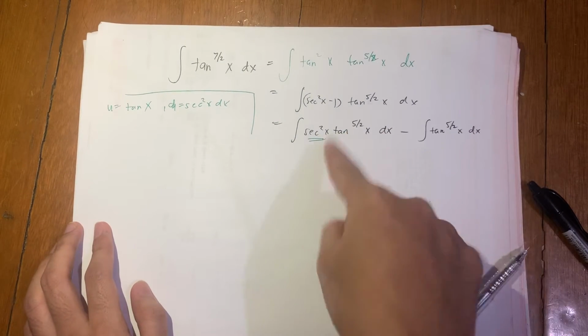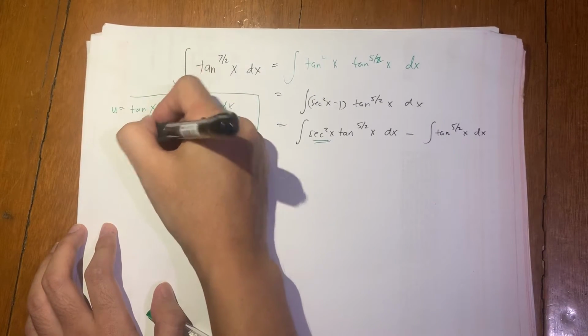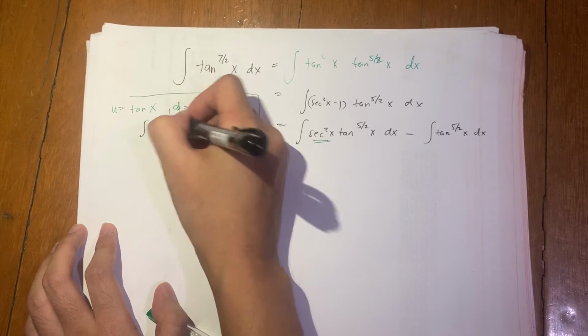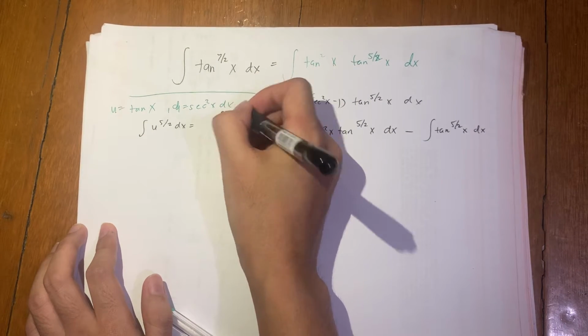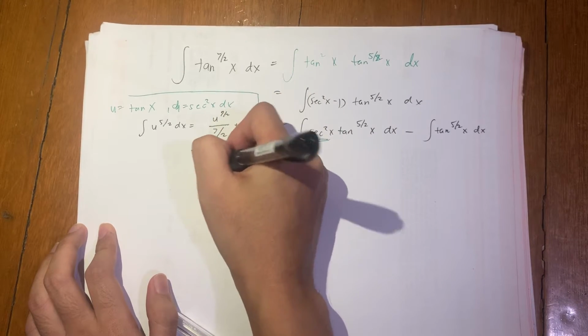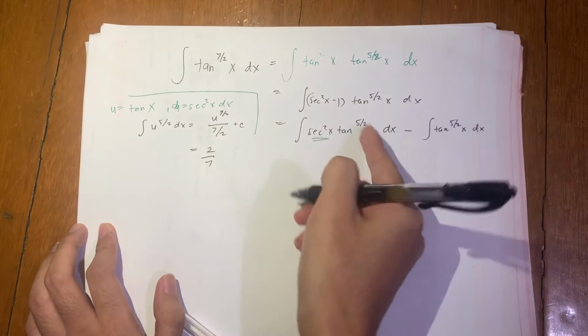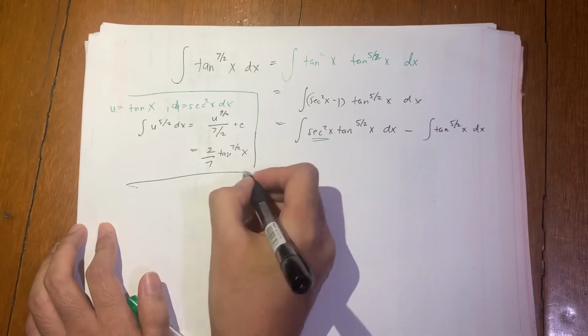So if we let u is equal to tangent x, we get the integral of u to the 5 halves du, which we know to be equal to u to the 7 halves over 7 halves plus c. So this is 2 over 7 times u to the 7 halves, which is tangent to the 7 halves x. So that's one part down.